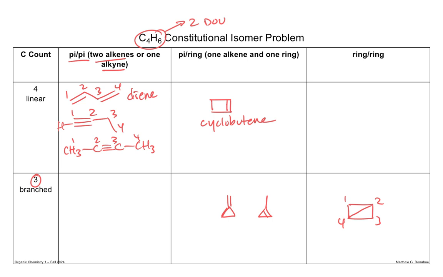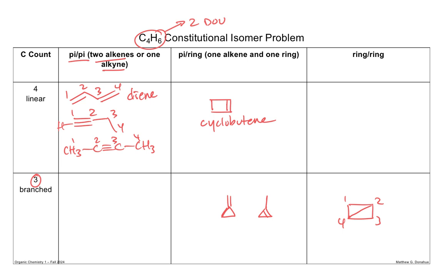So to recap, the point of doing this exercise is to get you used to drawing structures and figuring out, okay, does it obey the degrees of unsaturation? Does it obey Lewis dot? How do I do the uniqueness? Because that will differentiate them.